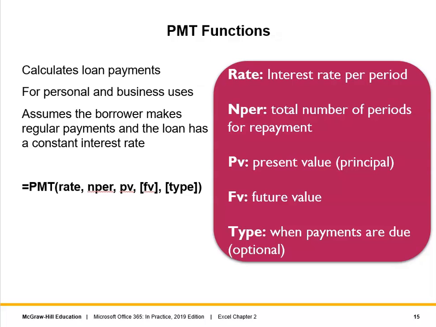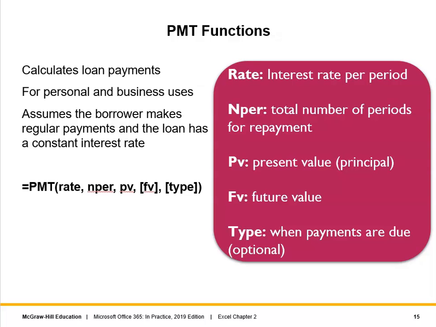The PMT function calculates a constant loan payment amount, assuming regular payments and a constant interest rate. The PMT function includes the following arguments, as seen on this slide. Rate is the interest rate, which is a percentage of the amount borrowed. Most rates are set at a yearly or annual rate. To determine monthly payments, you must divide the rate by 12.